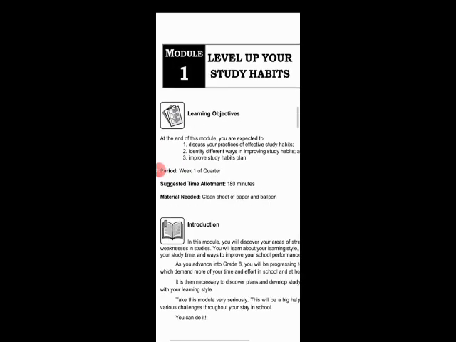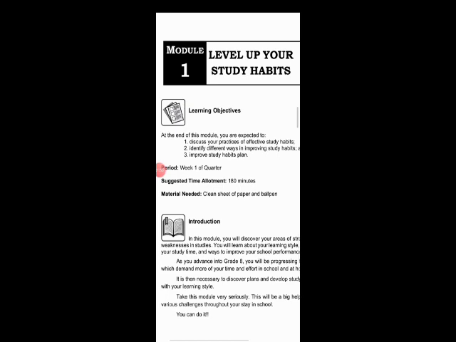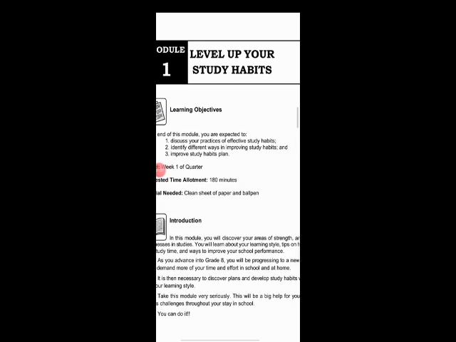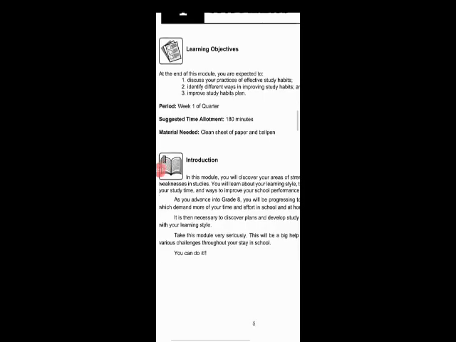Let's start with Module 1, Level Up Your Study Habits. When we say study habits, these are the techniques on how we do studying, the effective ways to study or to cope with our lessons in school. At the end of this module, you are expected to discuss your practices of effective study habits, identify different ways of improving study habits, and improve your study habits plan. You will need a clean sheet of yellow paper and a ball pen.